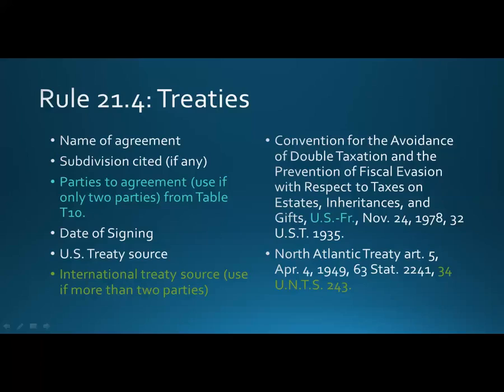source for the treaty. If you are citing to a bilateral treaty, you must include the abbreviated names of the countries. Remember to use Table T10 to locate the correct abbreviation for the country. If you are citing to a multilateral treaty, you should omit the country names, but make sure to include an international source for the treaty.